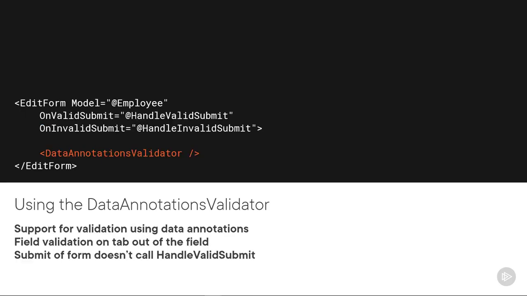For the data annotation validation support to work, we need to add the data annotations validator. Simply drop this in the edit form and things will be alright. The result is that validation will trigger when the user taps out of the field and when there are validation errors in the form. Submitting the form won't trigger the handle valid submit.